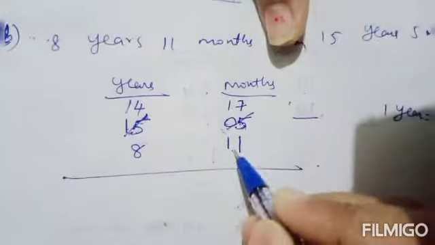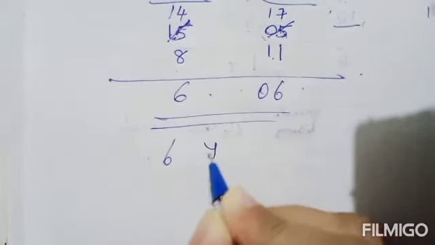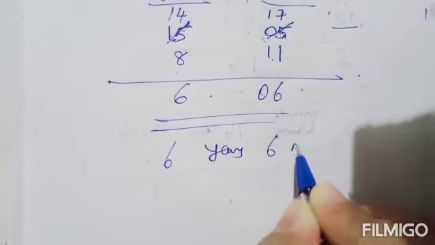Okay, now 17 minus 11 you will get 6 and 14 minus 8 you will get 6. So the answer is 6 years and 6 months.